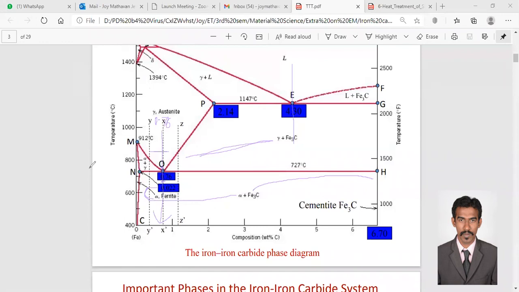What is the difference between the two reactions? Here the carbon content is 0.76, but here it is 4.3. First thing. And here the temperature is 1147, here it is 727. Also, here the phase transformation is from FCC to BCC, while here you see liquid to FCC, right?